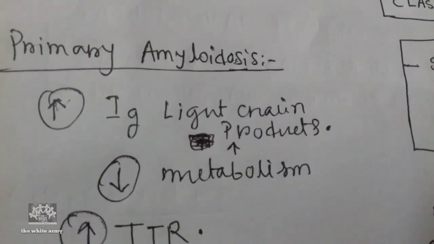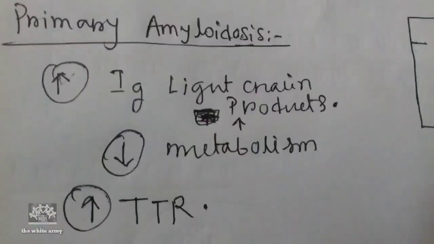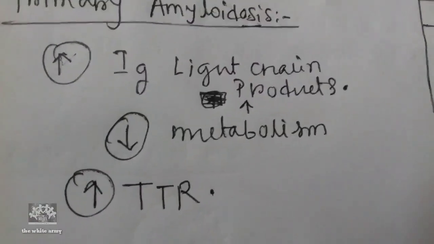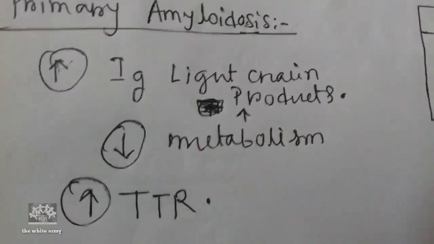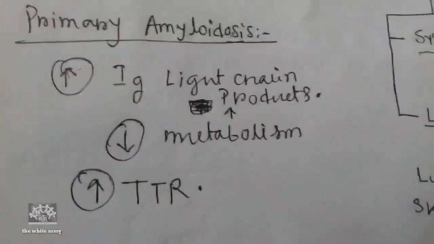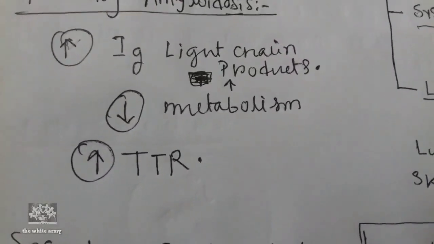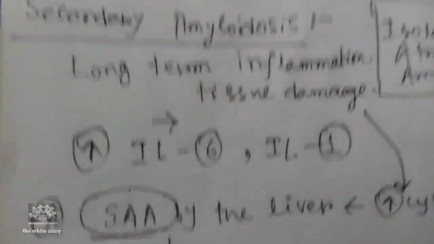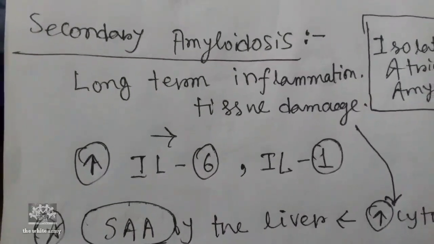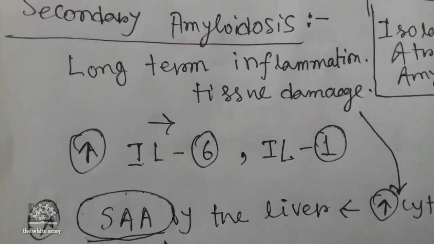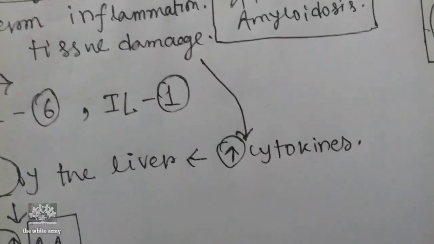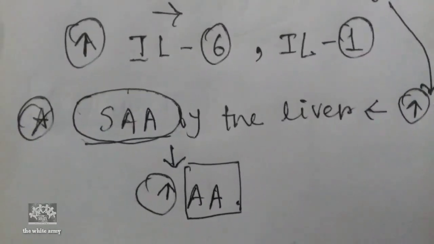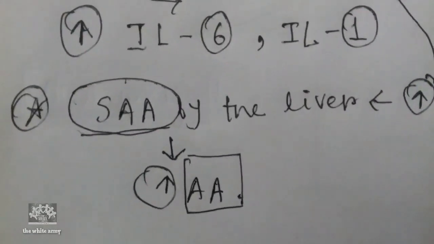We have to know how primary amyloidosis is formed and precipitated in our body. If there is increased light chain production of immunoglobulins and decreased metabolism of them, then there is a chance of primary amyloidosis. And if there is also increased transthyretin, then primary amyloidosis can also precipitate. In case of secondary amyloidosis, if there is long-term inflammation or tissue damage, then increased secretion of cytokines leads to stimulation of the liver for synthesis of SAA, that is serum amyloid associated protein.